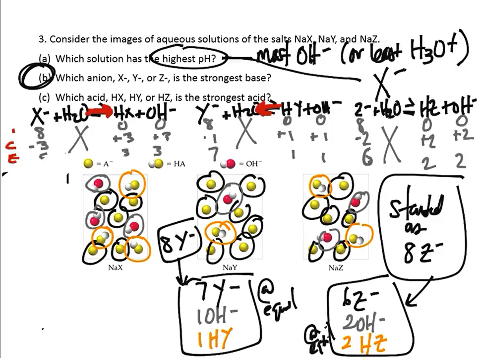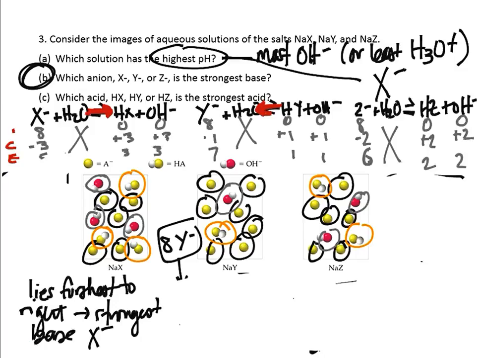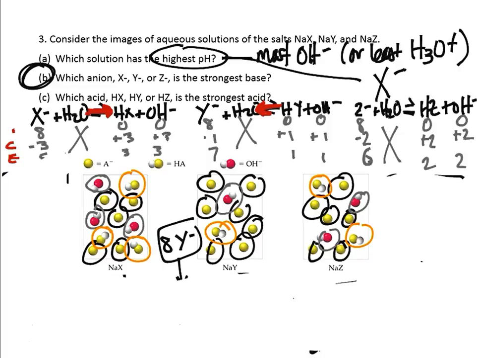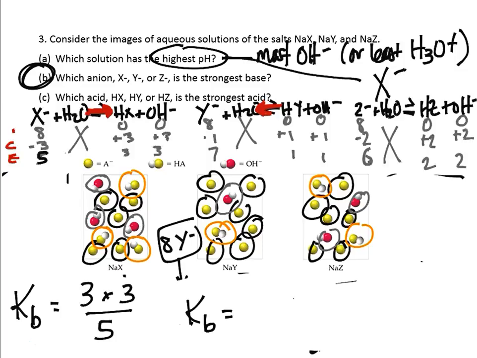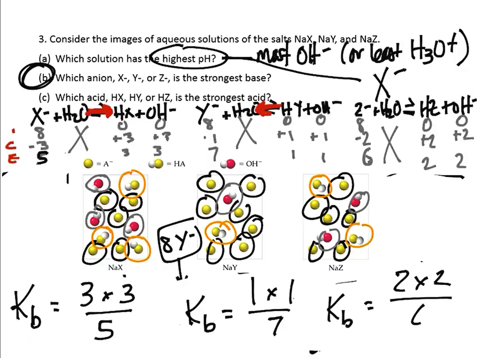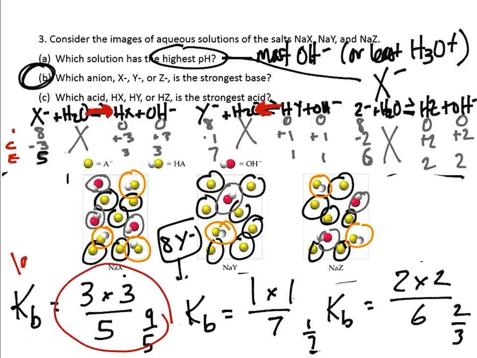So conceptually, the way you think about that is that X- is the most associated, lies furthest to the right, therefore it's the strongest base. That's the answer to part B. Another way to answer part B is to just calculate Kb. If we calculate Kb for X-, then you're going to have 3 molecules times 3 molecules divided by 5. And then Kb for Y- is going to be 1 times 1 divided by 7. And for Z-, you get 2 times 2 divided by 6. So 3 times 3 divided by 5 is 9/5, and 1/7, and 2/3. And the largest Kb is the one for X-, therefore it is the strongest base. So 2 ways to think about that.